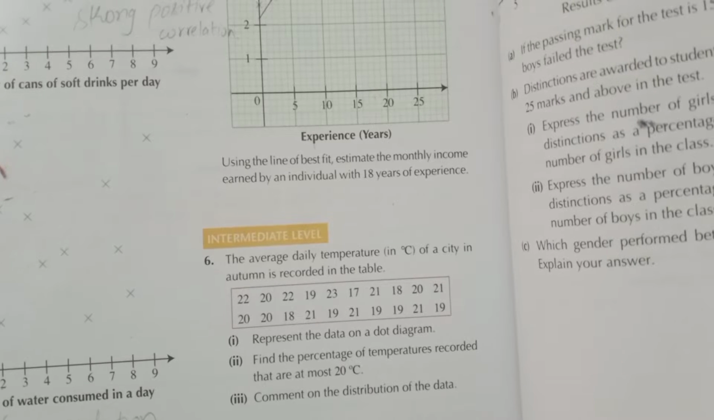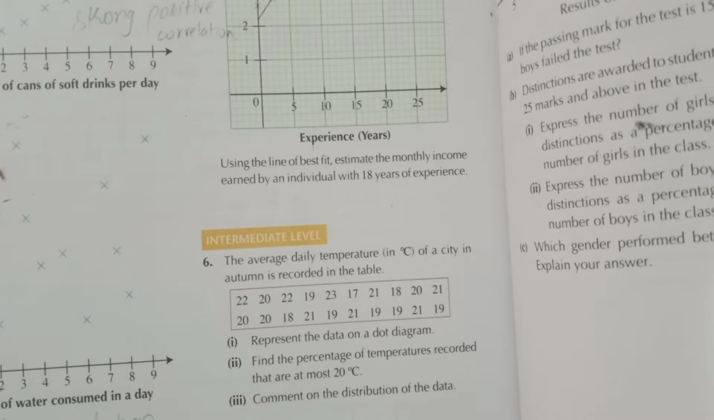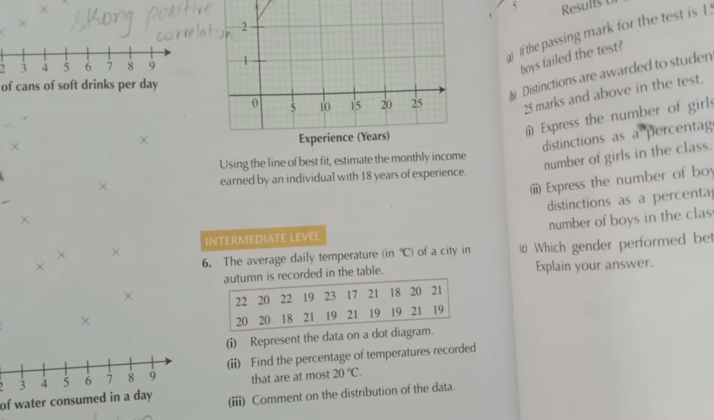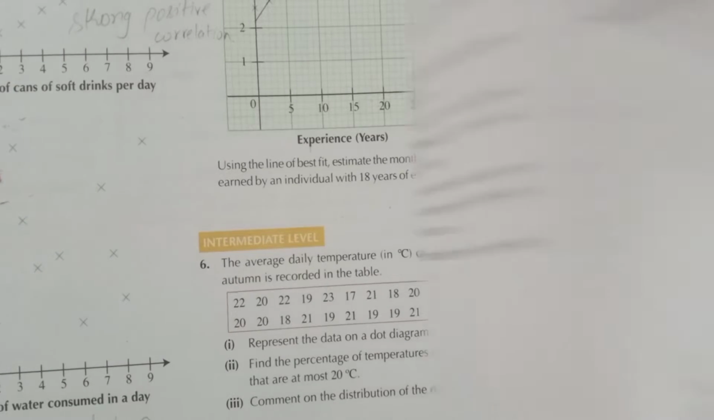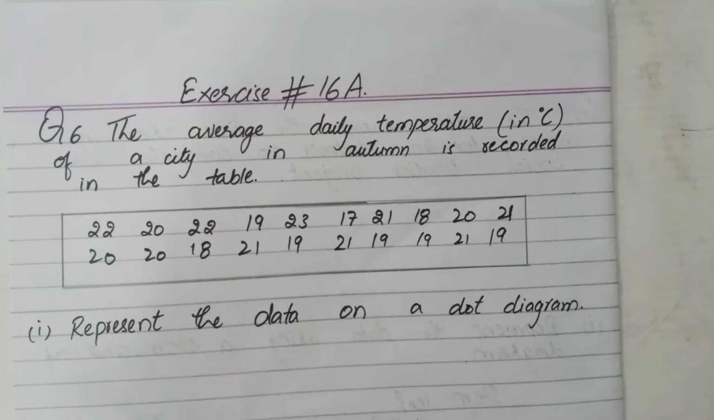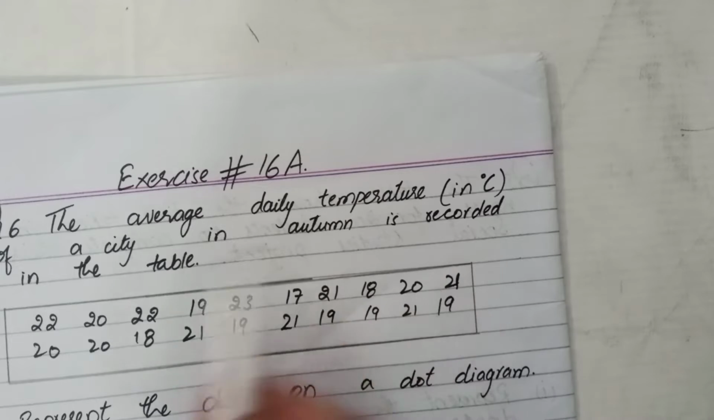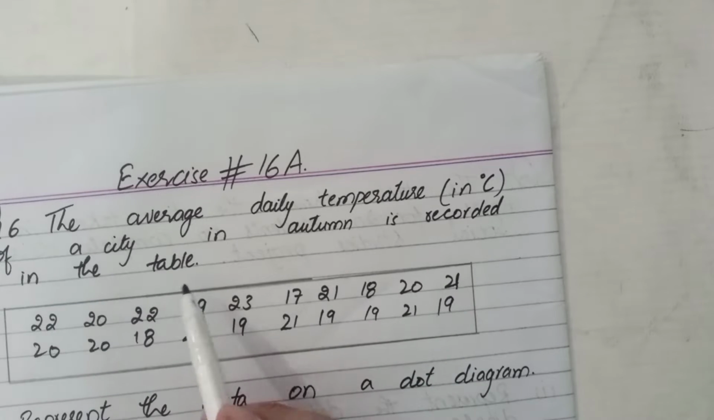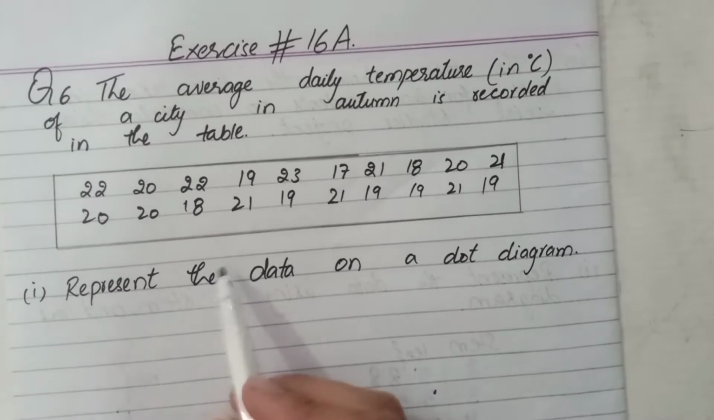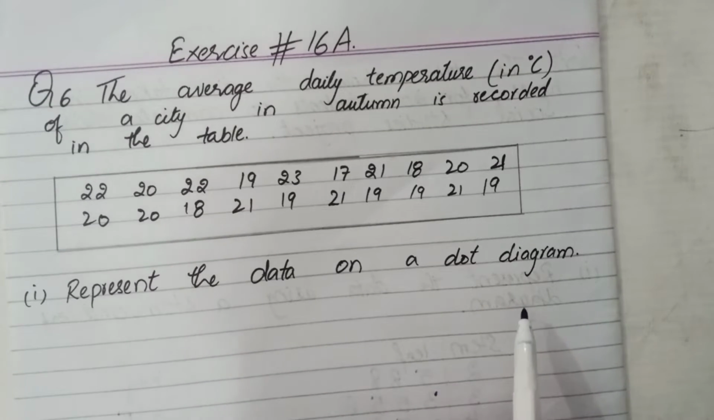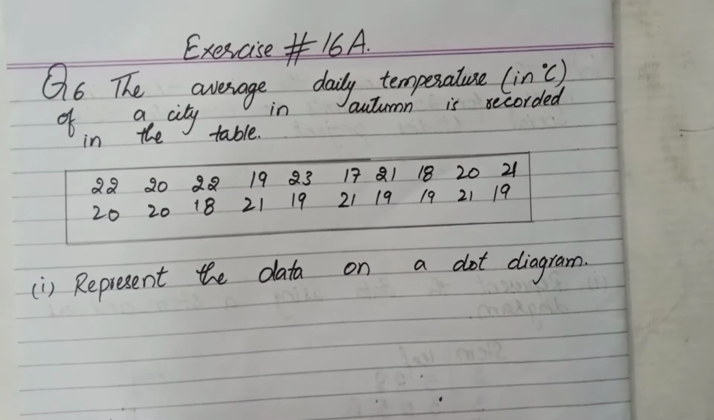Today we will do exercise 16A of book D2, from question number 6 to question number 10. Let's start, students. Now students, question number 6. The average daily temperature in centigrade of a city in autumn is recorded in the table. In part number 1, represent the data on a dot diagram. We have to represent this data on this dot diagram.